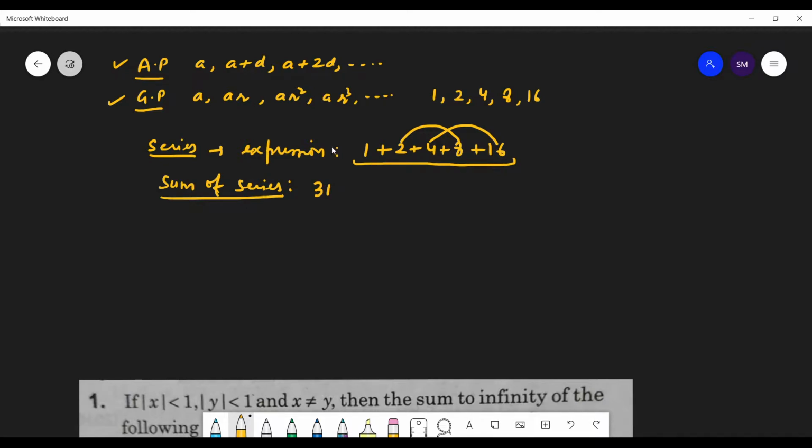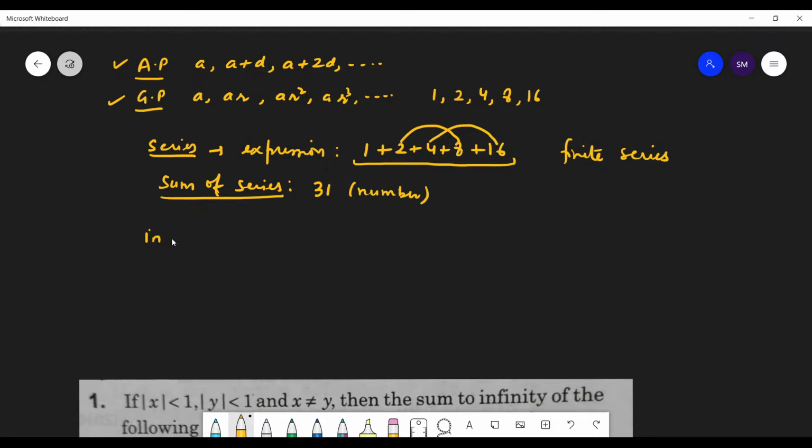What is the meaning of series? What is the meaning of progression? What is the meaning of sum of series? So sum of series is a number. Now this series was a finite series. We can find the sum of a finite series because we have a limited number of terms.